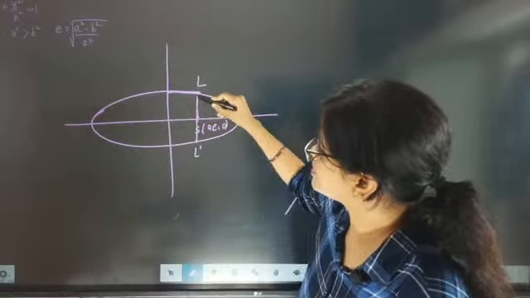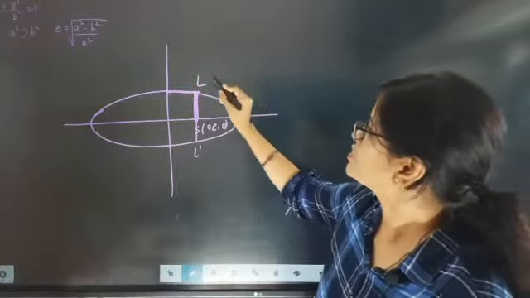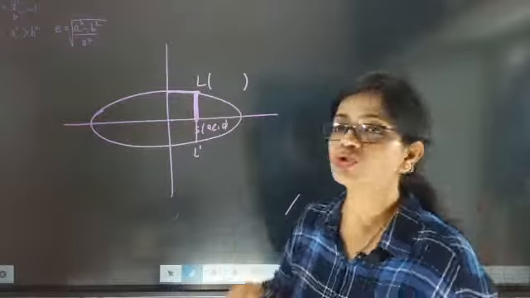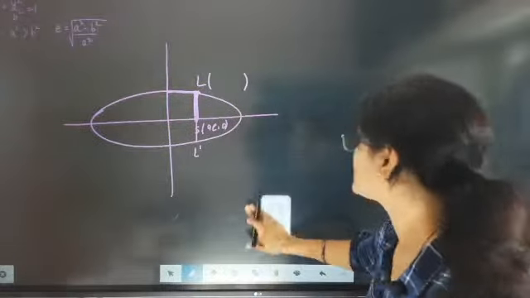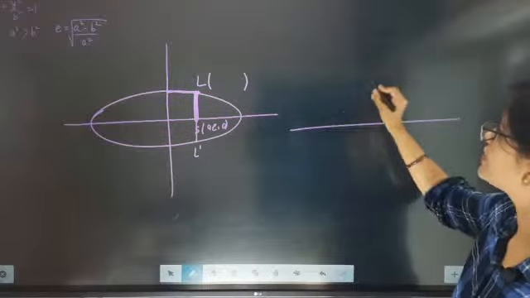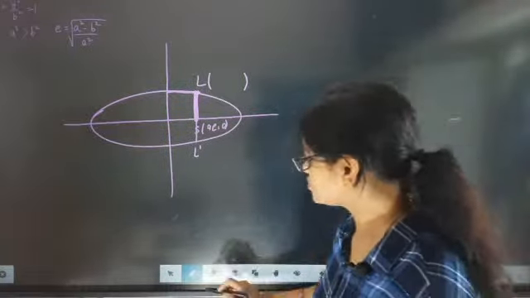Now this distance, so what will be this part? So this length we have to check. We don't know the equation, so we need a point on the ellipse to get the equation of the latus rectum. Now here I am drawing it separately so that you can understand, or here also you can do.